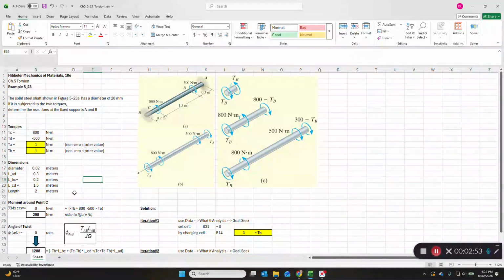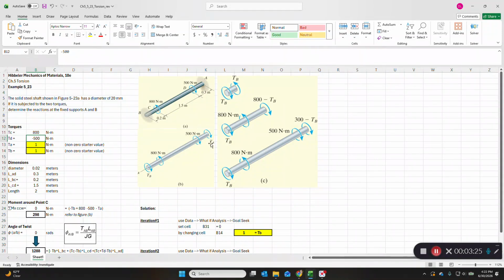Okay. So then we're going to calculate the moment around point C. So the moment around point C should be 0 because of equilibrium convention. So what we have to do is take a look at all of the torques that affect that moment, and counterclockwise is going to be positive. And it's minus TB, the torque at B, which is this here, plus the 800, which was given, minus the 500, which was given, minus TA, the torque at A.